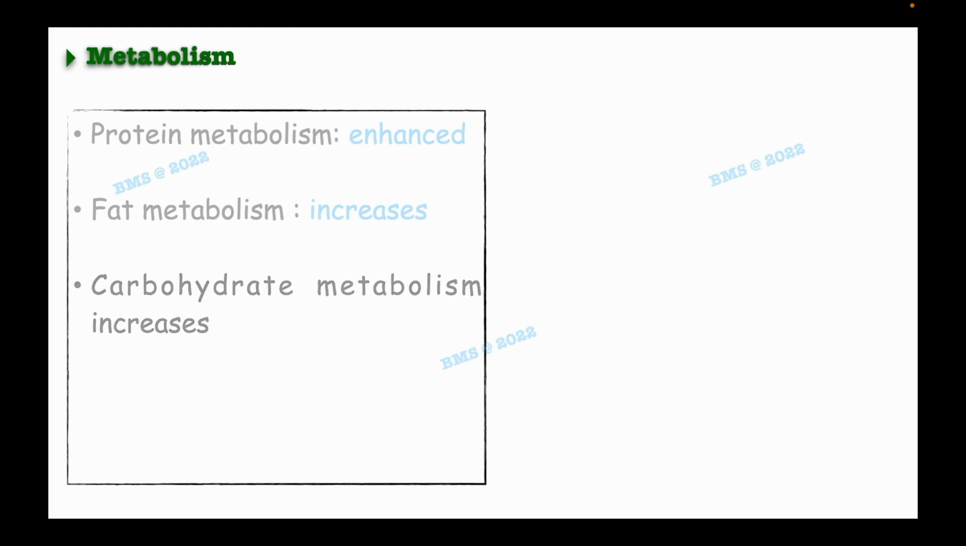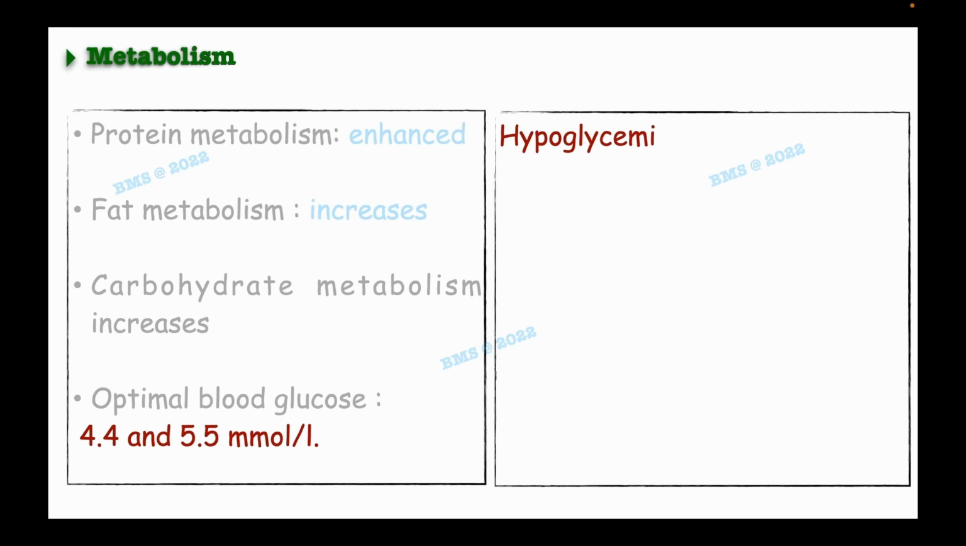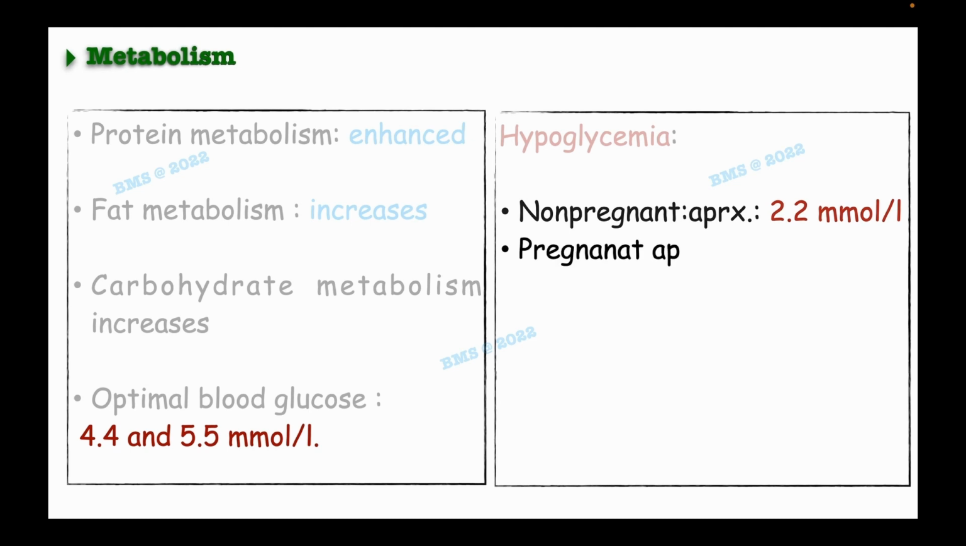Now, an important thing we need to know over here is that the optimal blood glucose in pregnancy is 4.4 to 5.5 millimole per liter. Whereas in a non-pregnant woman, signs of hypoglycemia begin when the glucose level is 2.2 millimole per liter. In the pregnant woman, a glucose level below 3.3 millimole per liter is considered hypoglycemia, and so we should pay attention to this.